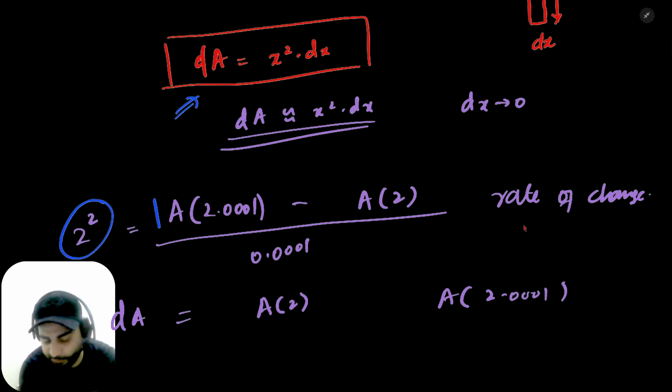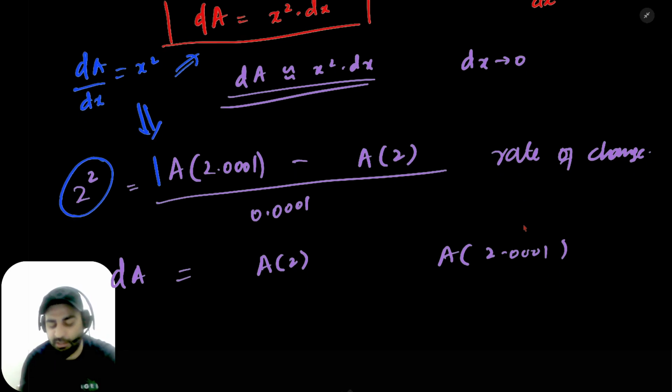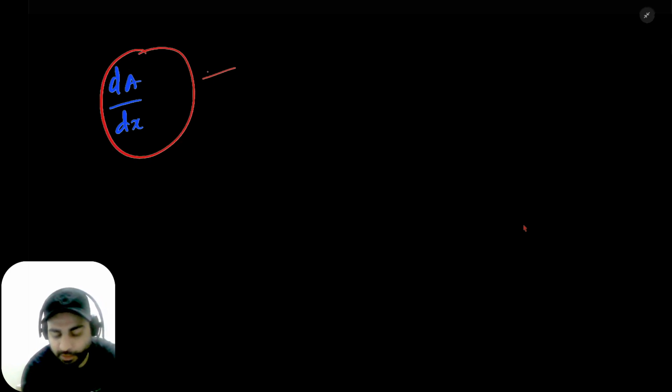From this expression, if you see, dA by dx, the change in area divided by the change in x, is equal to x square. That's what I wrote. This dA by dx is what we call the differential operator, or differentiation.